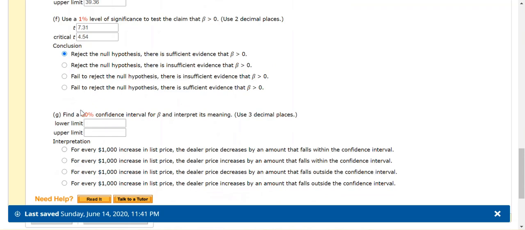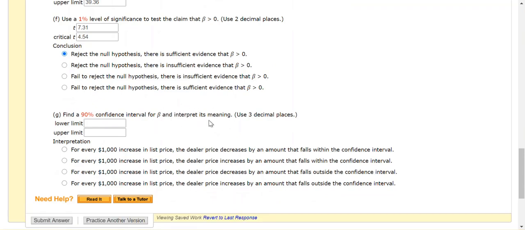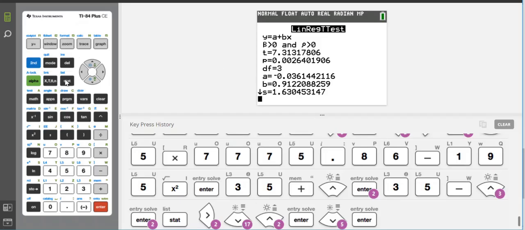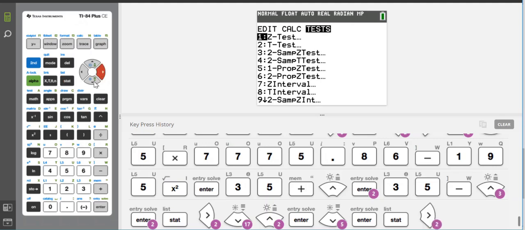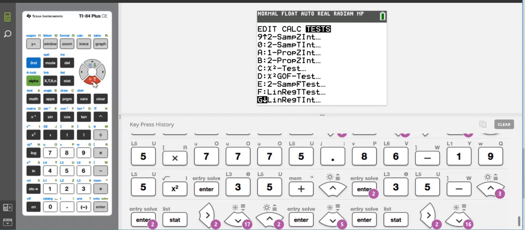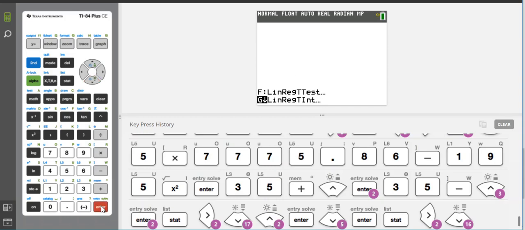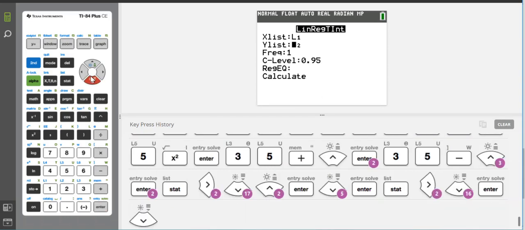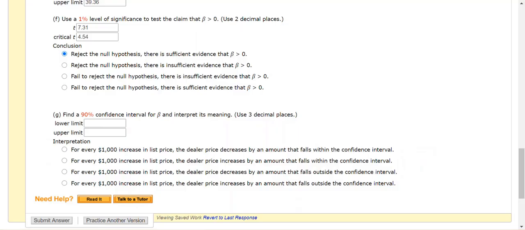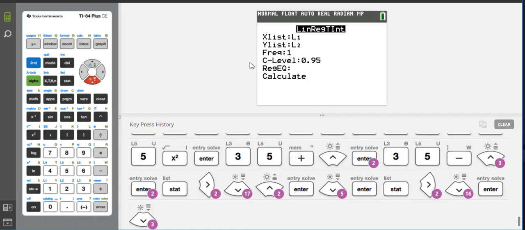And then now I'm to find the 90% confidence interval for beta and interpret the meaning. So let me go back to my calculator. My calculator knows how to do this. So I go to statistics and over to test and down to the linear regression t interval. This test for the beta, and so I want a 90% confidence interval, so I have to change this to 0.90. Your problem might be slightly different, but this one asks for 90%, so I'm going to calculate that.